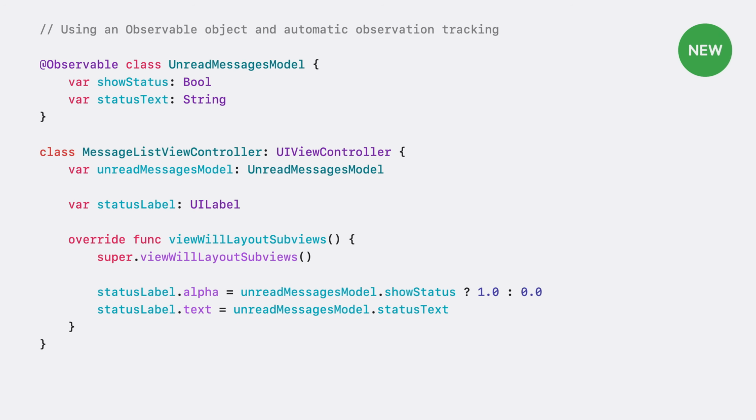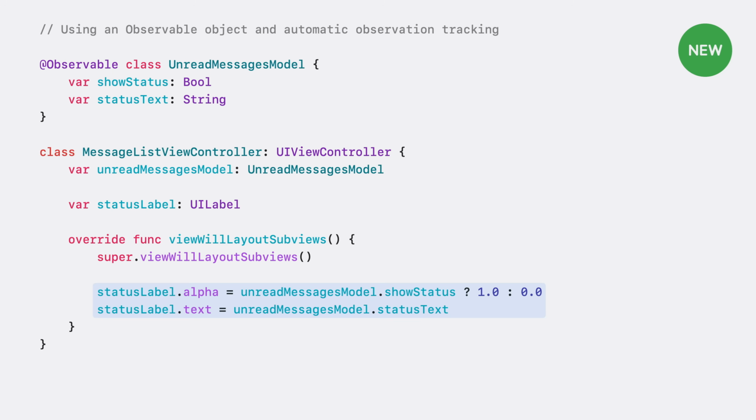Here I have a message list view controller containing a UI label that indicates unread messages. It's backed by an observable model object with two properties, a boolean that controls whether the status is shown, and the status string. In view layout subviews, I use the observable model to update the label's alpha to show or hide it, and set its text. On first layout, UIKit populates the label, and, thanks to automatic observation tracking, records dependencies on show status and status text. Any change to those properties invalidates the view and reruns view layout subviews, keeping the label in sync without extra code.